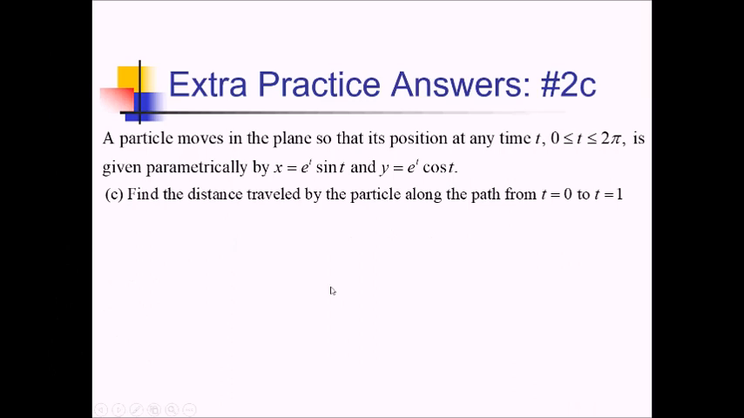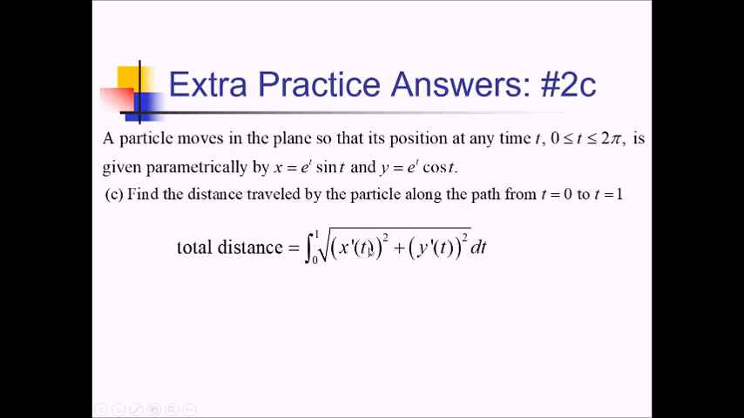For this last part of the problem, we want the distance traveled by the particle from time 0 to 1. So for this, we're going to take the integral from 0 to 1 of basically the speed of the function. So integral from 0 to 1 of the square root of x prime of t squared plus y prime of t squared dt. So this is the setup.